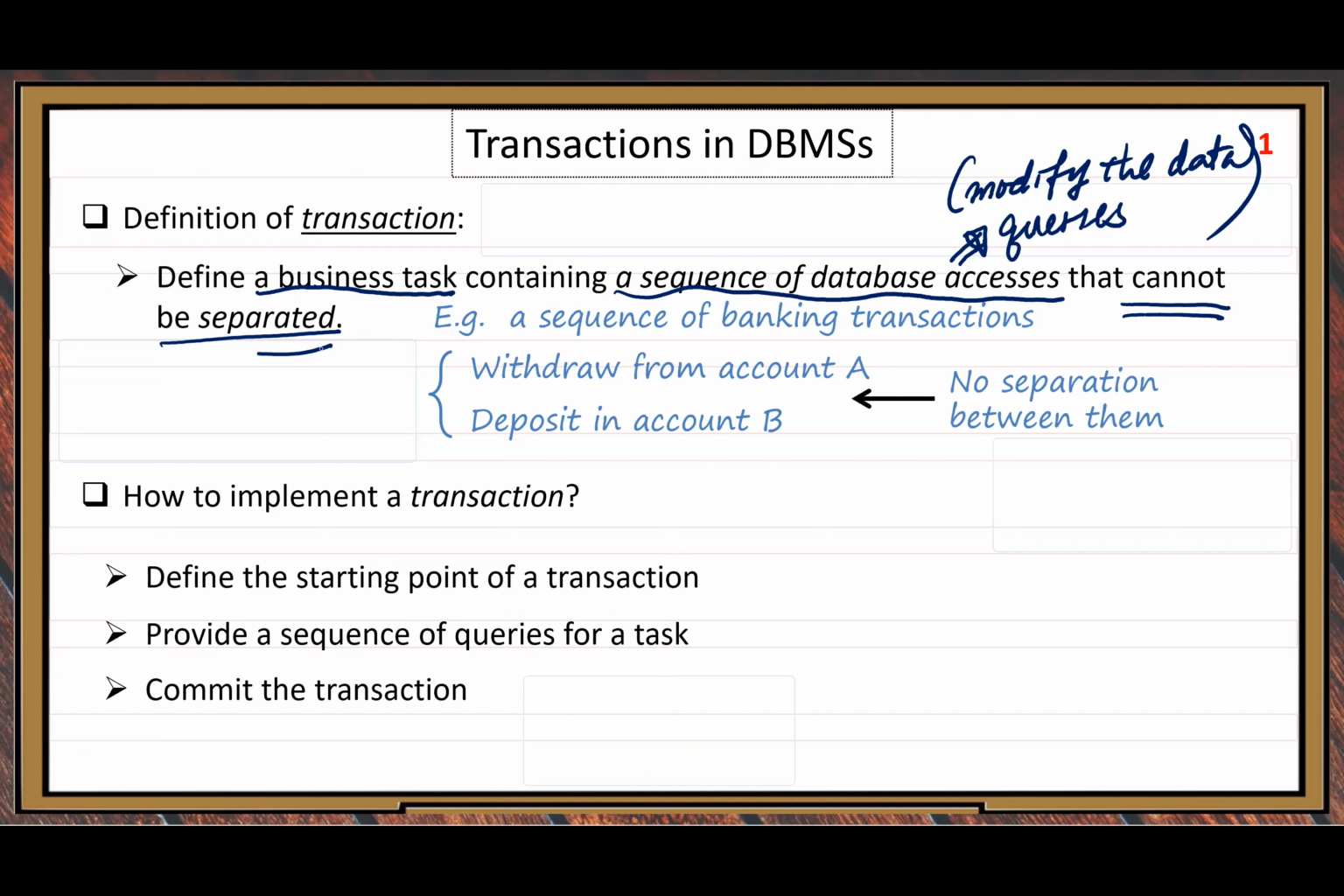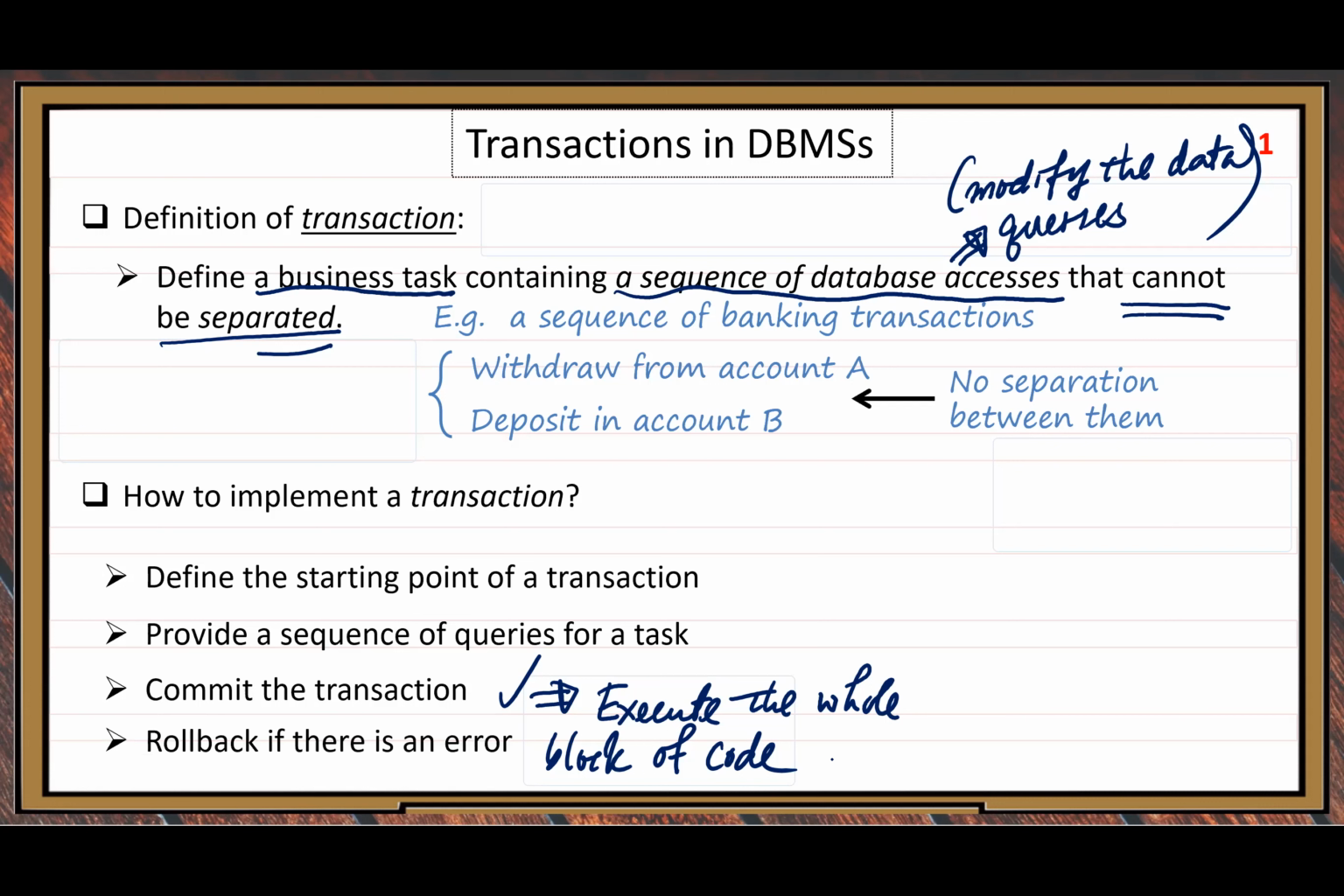At the end, commit the transaction. This commit means you can execute the block of code. Before the commit, you do not execute any code. This commit tells the DBMS to execute the whole block of code.